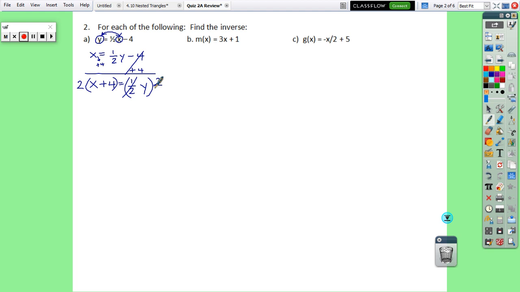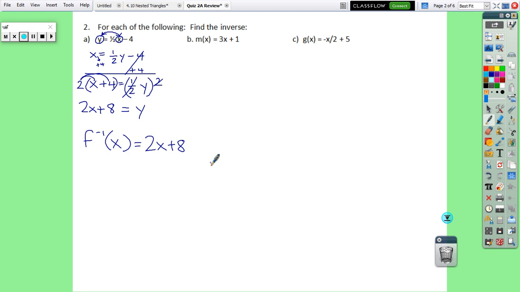The 1/2 and the 2 are going to multiply to 1. So on this side, you're left with y. And over here, you distribute both sides. So you get 2x plus 8. And then remember, we would write this as f inverse of x is equal to 2x plus 8.